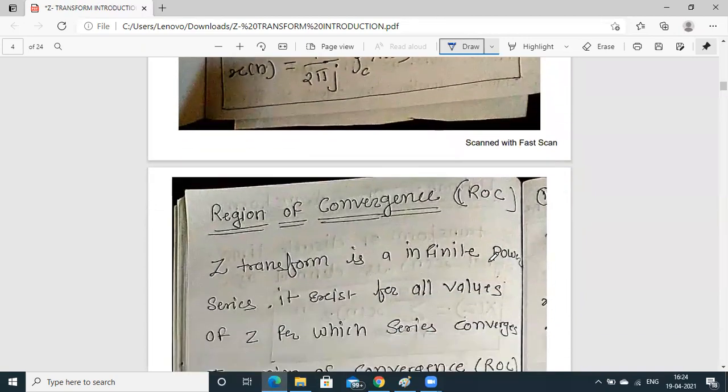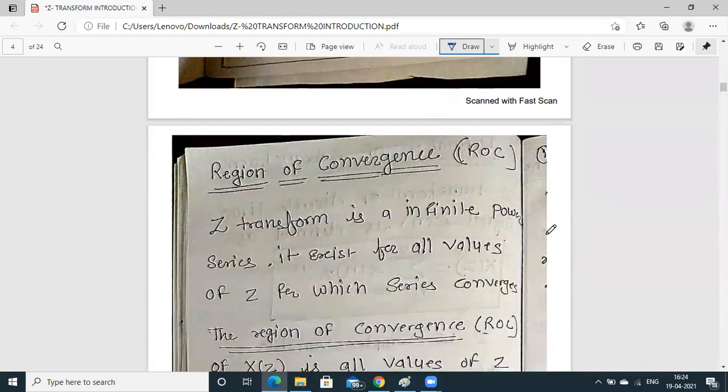Now we will see what is the region of convergence. Z transform is an infinite power series. It exists for all the values of Z for which the series converges. So to exist, this infinite power series needs finite values of Z, so that the series gets convergent.